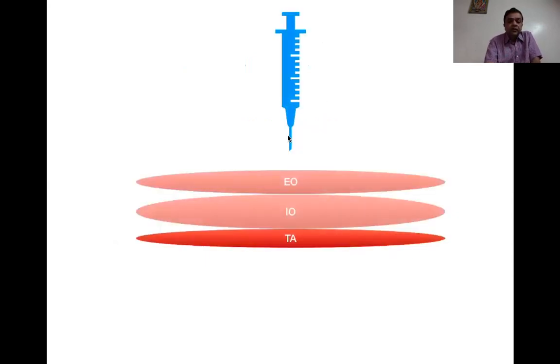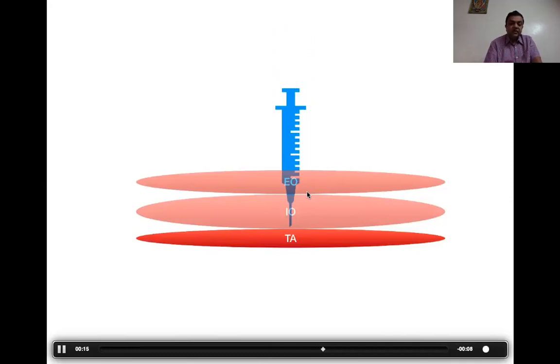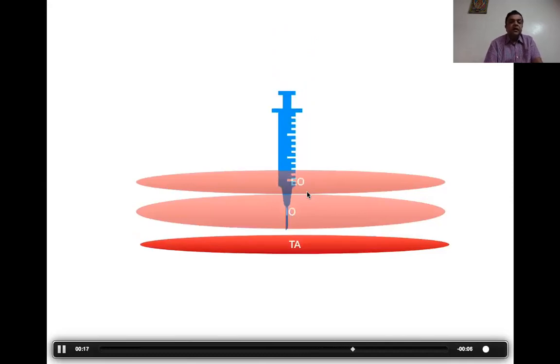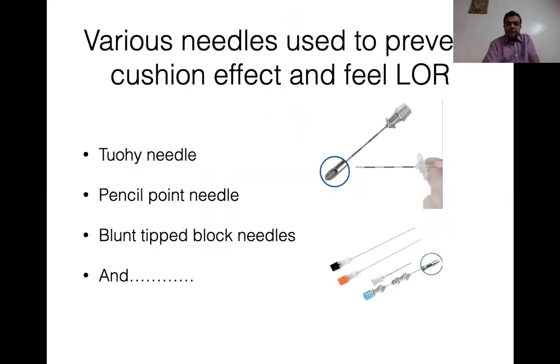Here, this is a simple video. This is the external oblique, this is the internal oblique, and this is the transversus abdominis. So I'm in the external oblique fascia, feeling bounce and pop, then advance the needle. Again, I will feel the bounce and pop. Once I feel the second pop, I will start injecting the drug, and it will spread in the TAP plane. So this is how you can feel bounce and pop, and inject the drug.